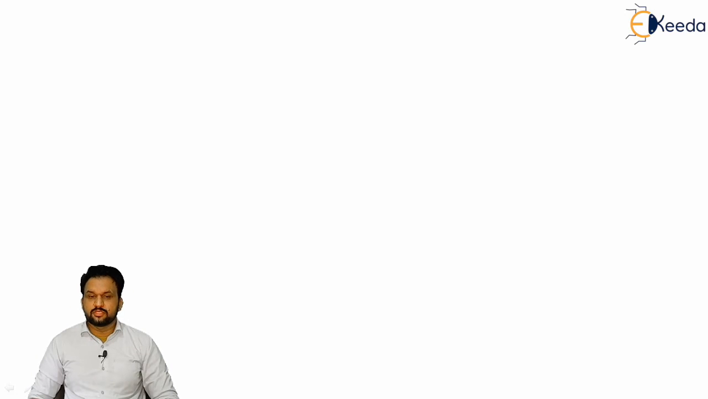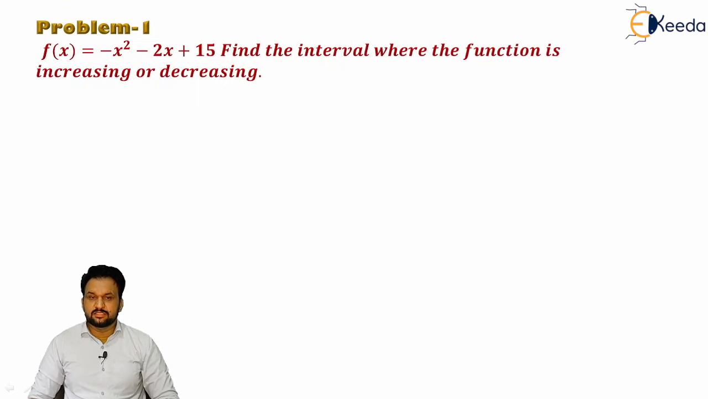So here is problem number one in front of you: f of x is equal to minus x square minus 2x plus 15. Find the interval where the function is increasing or decreasing. So let's see how we can find out and by which method. Especially in increasing and decreasing function, we always use the first derivative method, nothing else.